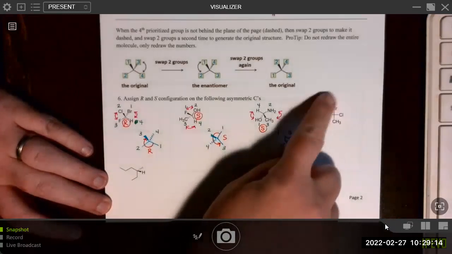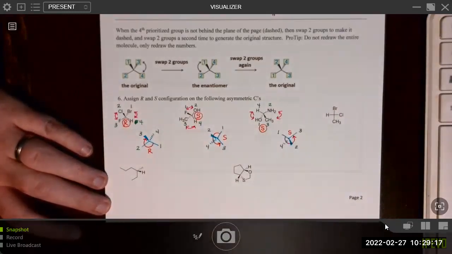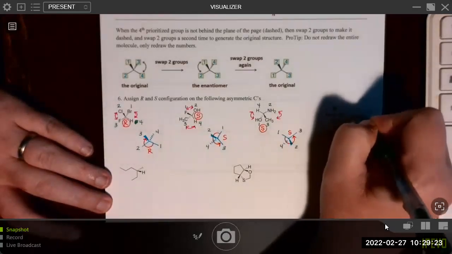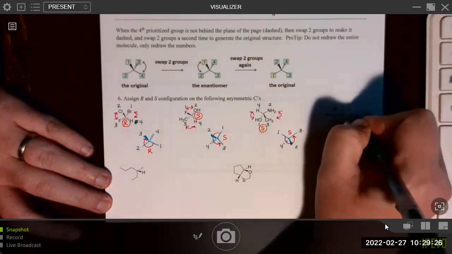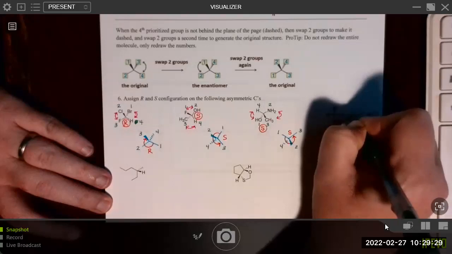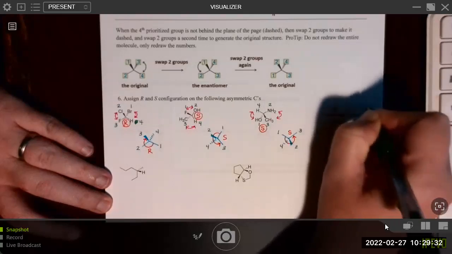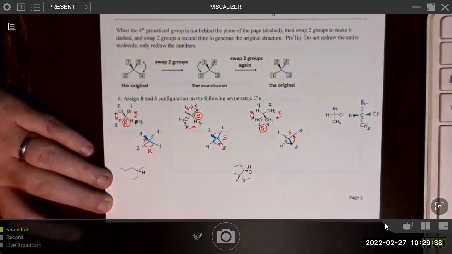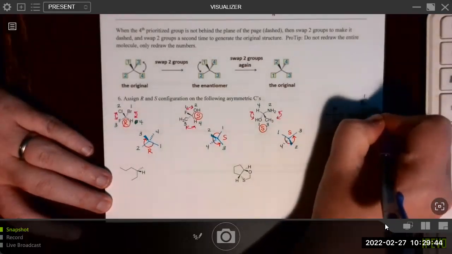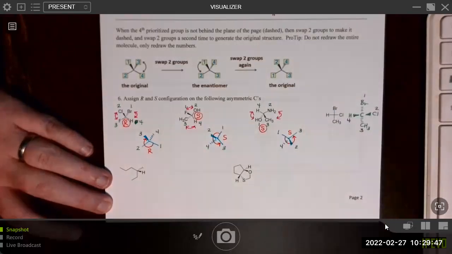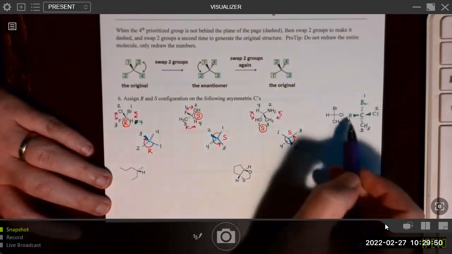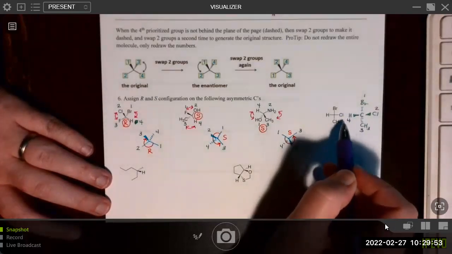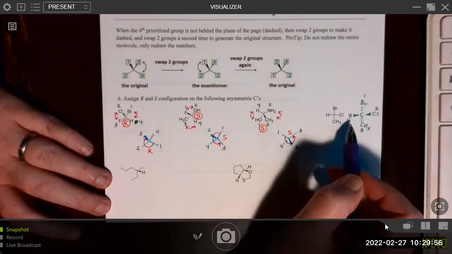All right, let's look at this structure that's drawn using a Fisher projection. So again, I can redraw this. And I can draw the carbon, the two wedges, the chlorine and hydrogen, and then the dashes to the bromine and methyl. Let's go ahead and assign the priorities. So the priorities are bromine is first, followed by chlorine, followed by carbon, followed by hydrogen. And then we have to look and see, oh, my fourth priority group is not currently pointed back. Instead, it's pointed out at me.